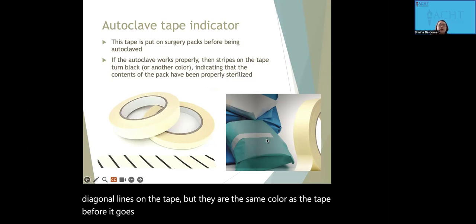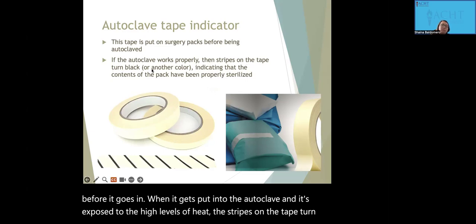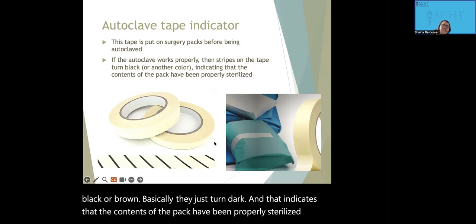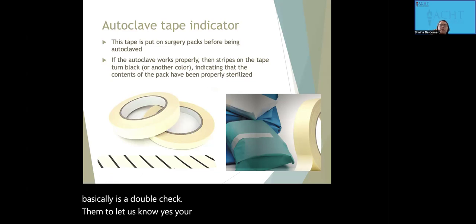When it gets put into the autoclave and it's exposed to the high levels of heat, the stripes on the tape turn black or brown. Basically, they just turn dark. And that indicates that the contents of the pack have been properly sterilized. So it basically is a double check system to let us know, yes, your sterilizer is working properly.